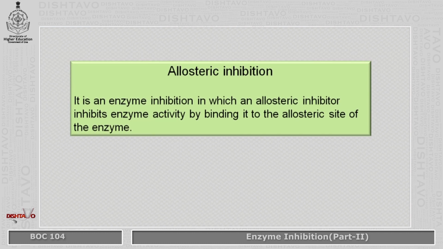So, in this type of inhibition, there is an enzyme molecule which will have the active site, but apart from the active site, it will have another site which is called an allosteric site. And to this allosteric site, the inhibitor called an allosteric inhibitor will come and bind. And thus, it will either decrease or it will suppress the activity of the enzyme.